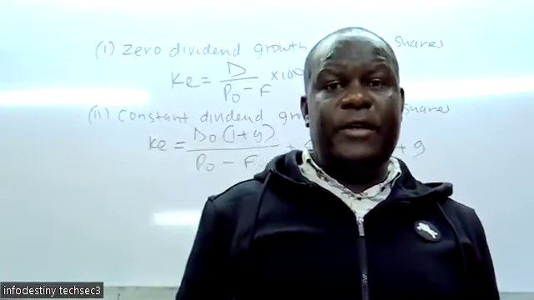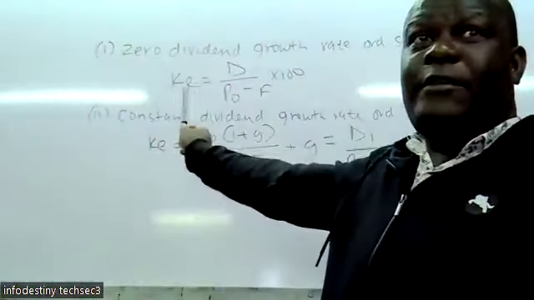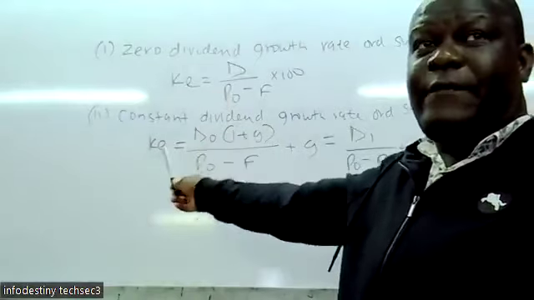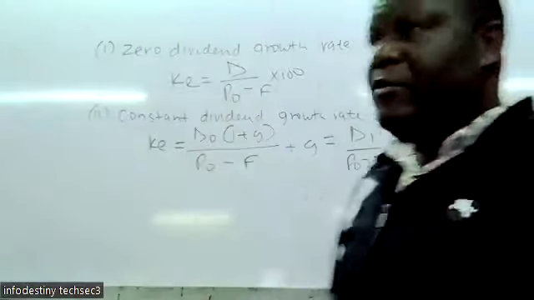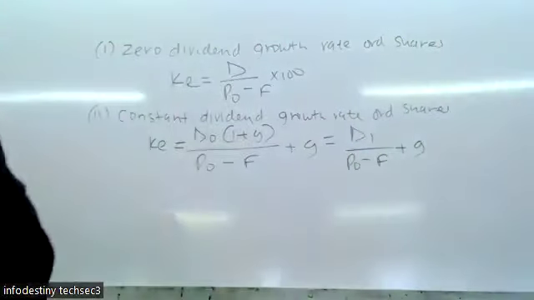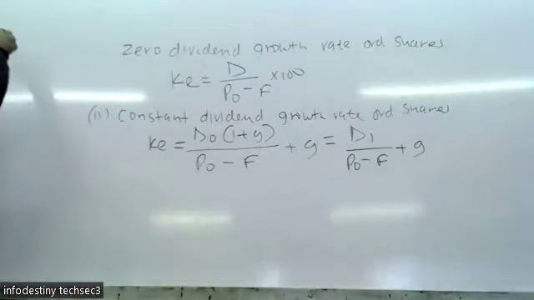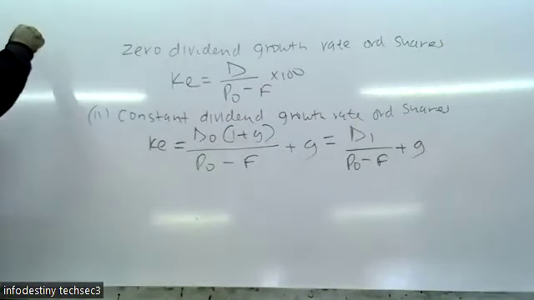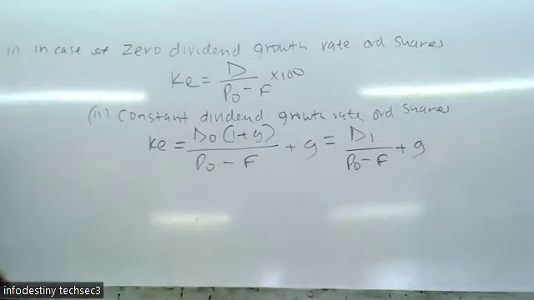So we start with the Roman letter 1. It is the same as what we have done for the ordinary share. The only difference is that it has no flotation cost. So Roman letter 1 will now be, you indicate that in case of zero dividend growth rate ordinary share.